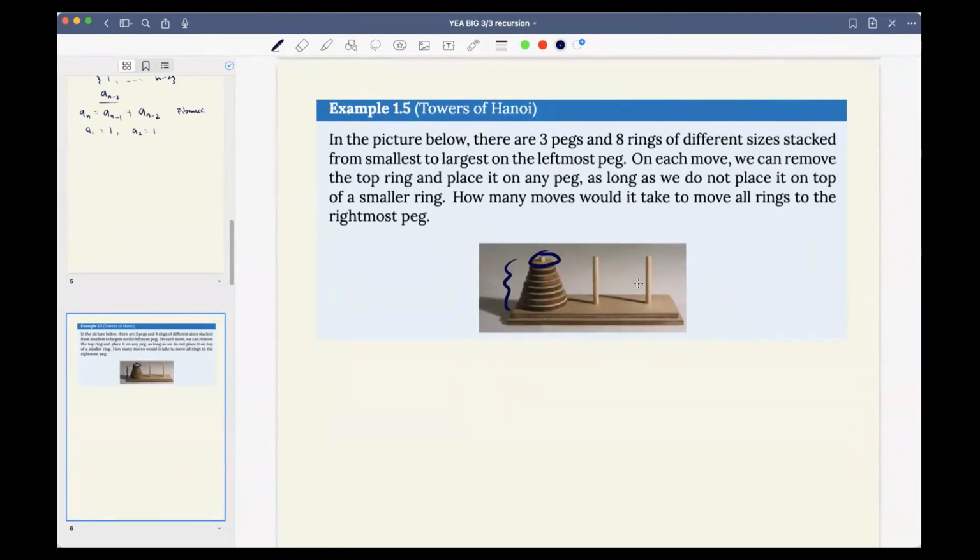So how many moves would it take to move all of the rings, all 8 of these, to the rightmost peg? And when you're done, it should look something like this, right? It should be from smallest to biggest, from top to bottom, right? So I'll give you guys about a minute and a half again to think about this, and then we'll discuss.